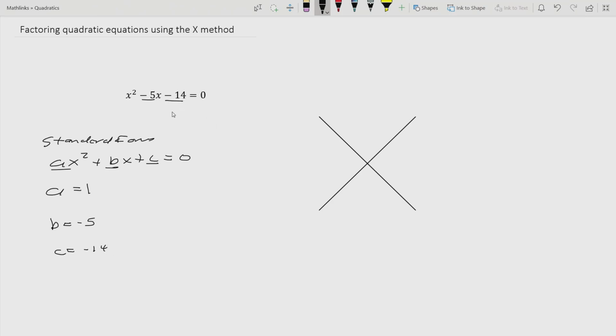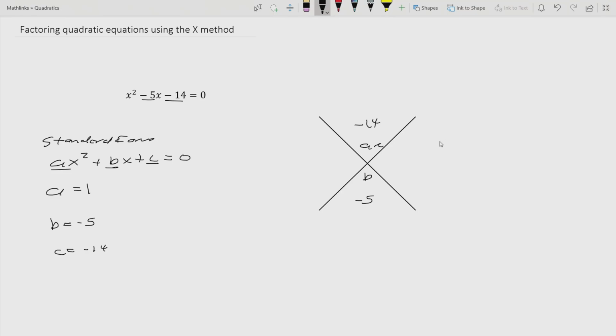Now, using the X method, we want to multiply the A times the C. So 1 times negative 14 is negative 14. And then on the bottom below we have B. So our B is negative 5. So I'm going to write that negative 5 on the bottom.